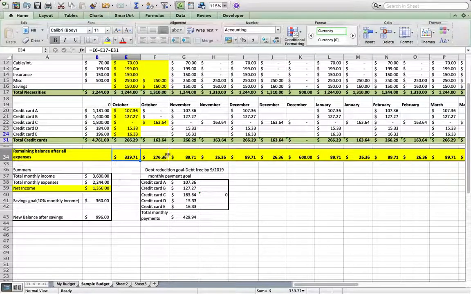They can apply it to the credit cards to reduce them quicker. They can add it to their savings. They can buy some stocks with it. They can buy some cryptocurrency. They can buy whatever. They have extra money to play with.